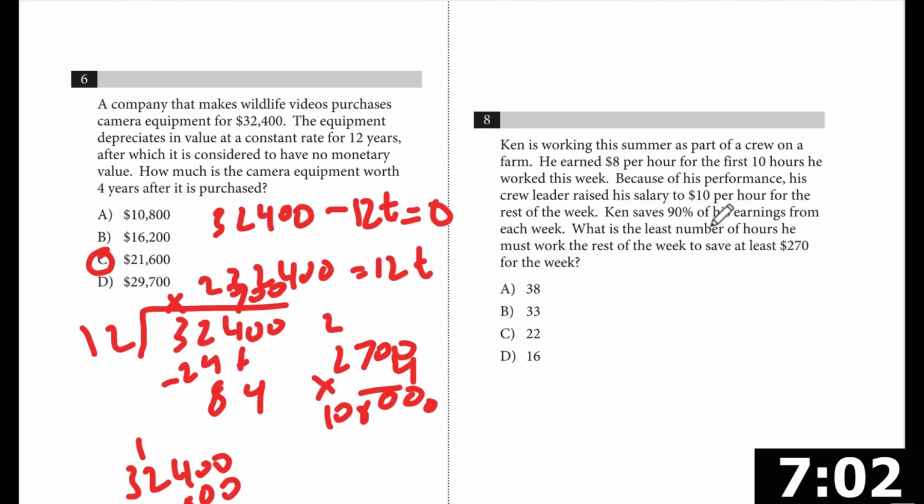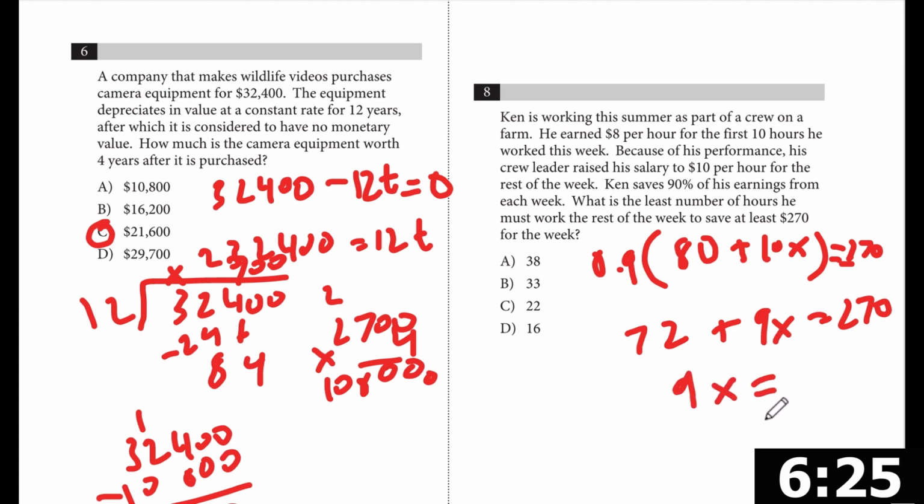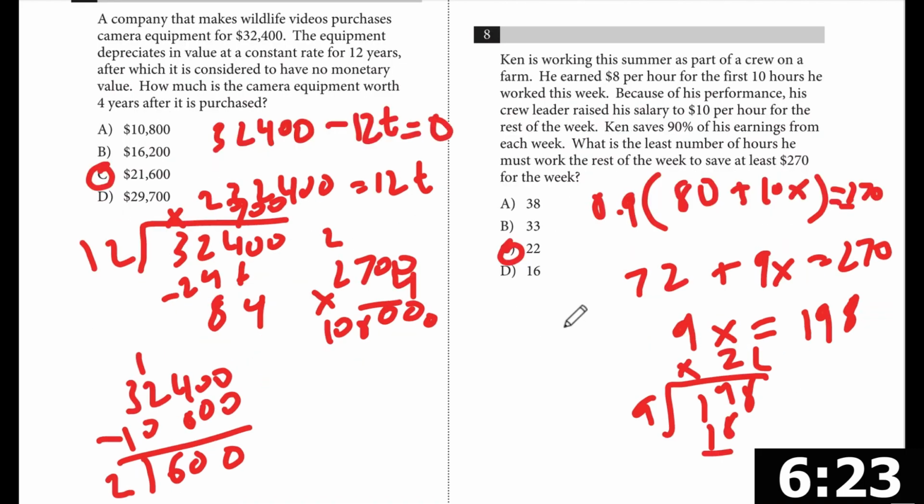Ken is working the summer as part of a crew on a farm. He earned $8 per hour for the first 10 hours. 8 times 10 is 80, so he earned $80 for the first 10 hours. Because of his performance, he's clearly raised his salary to $10 per hour, so 80 plus 10x. Ken saves 90% of his earnings, so he only keeps 90%, so this would be 0.9. What's the least amount? He has to get at least 270, so I'm just going to say equals 270. 0.9 times 80 is 72, plus 10x times 0.9 is 9x, is equal to 270. Now, subtracting 72 on both sides, I get 9x is equal to 100. Our answer.